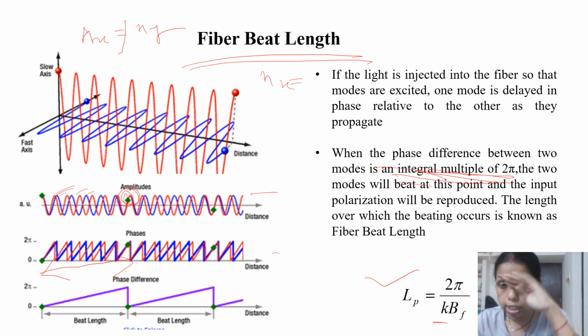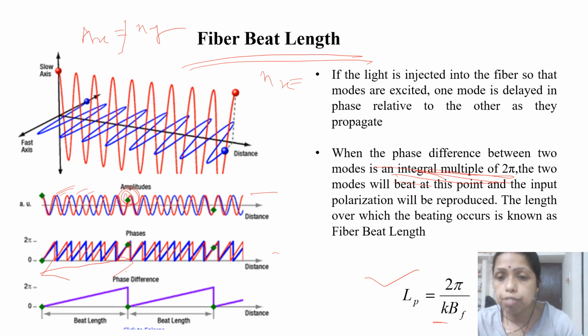So the distance defines how far the light must travel before both phases will be the same and reproduce the same signal. You can also say that the polarization can reproduce. So this length is called the fiber beat length.